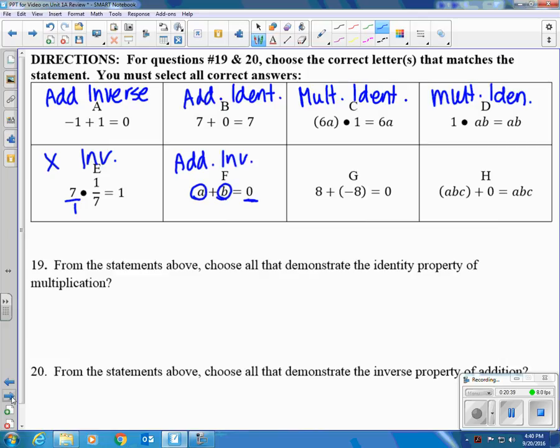Here again is additive inverse because this time it shows you with the 8 and the negative 8. This is like saying A is 8 and B is negative 8. So this again is my additive inverse. And then H is my additive identity.